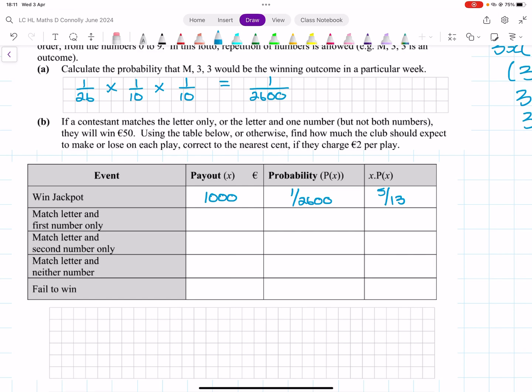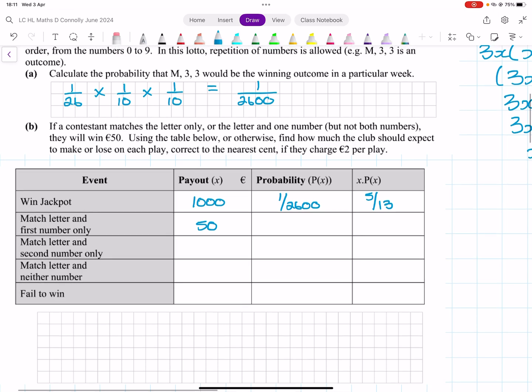Match a letter and first number, so that's €50. To match the letter, it's 1 over 26. To match the number, it'd be 1 over 10, and then you wouldn't match the next one, so that'd be 9 over 10. So that would be 9 over 2600, which we multiply by 50. So 9 over 52. Match letter and the second number, so that's going to be €50. You're matching the letter, you're not matching this number, but you are matching the last number. It's going to be the same probability and the same outcome.